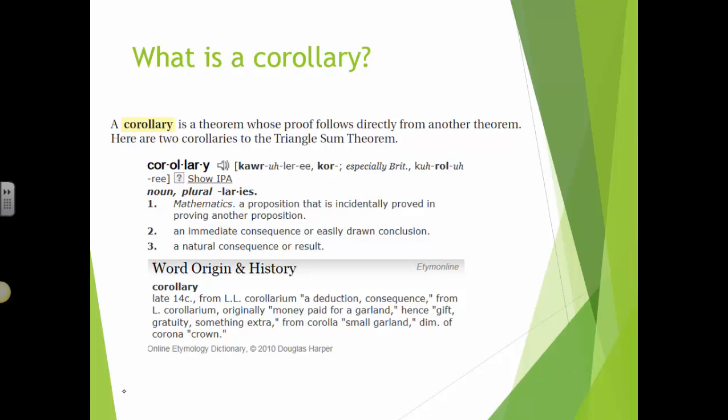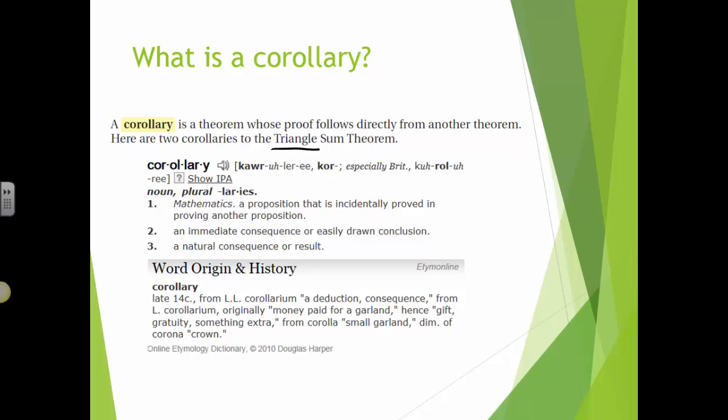Okay, so next I'm just introducing you to this thing called a corollary. And the corollary is a theorem whose proof follows directly from another theorem. So oftentimes, if you were going to prove a corollary, you would start with the previous theorem and then you just add a couple steps to it, and that's how you prove a corollary. But for lack of a better term, a corollary is just another kind of theorem. It just happens to be related to other theorems.